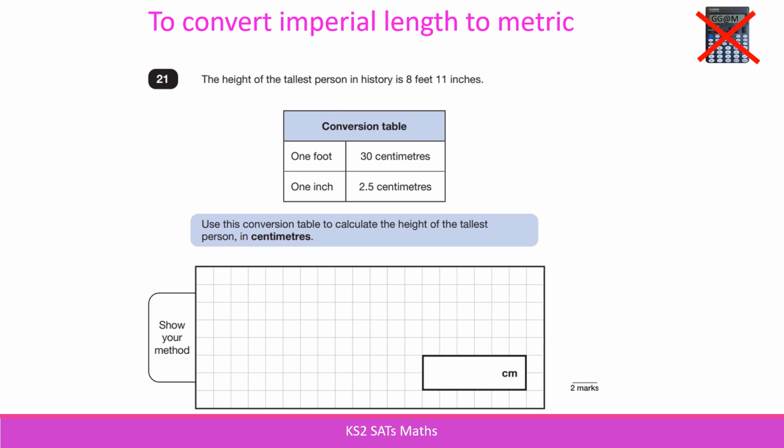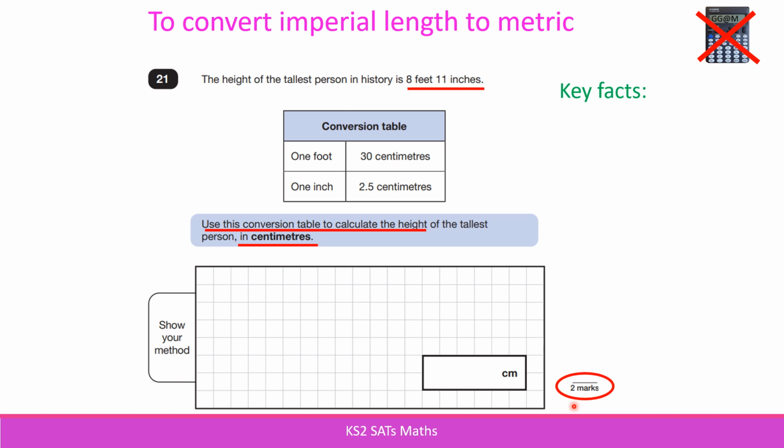This is a question on converting imperial length to metric. In the question you're told a person is 8 foot and 11 inches tall, and you've been given a conversion table: 1 foot is 30 centimetres, 1 inch is 2.5 centimetres. You've got to use this information to work out the height of the tallest person in centimetres, and your answer needs to be written in this box here. You can see the units are here already for you. It says you must show your method, and this will give you 2 marks in the exam.